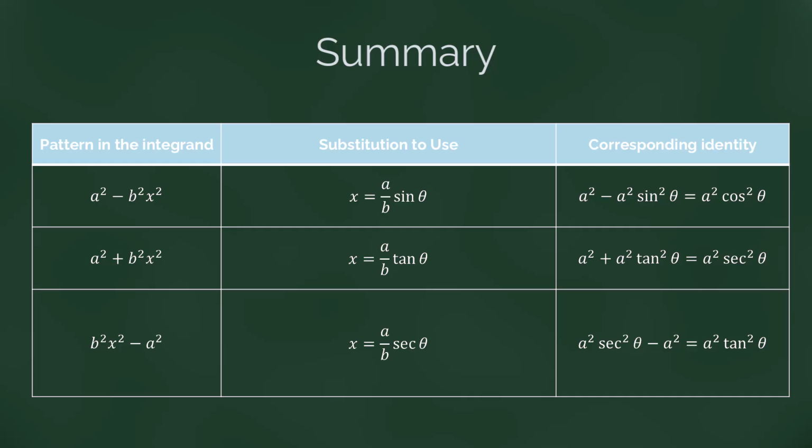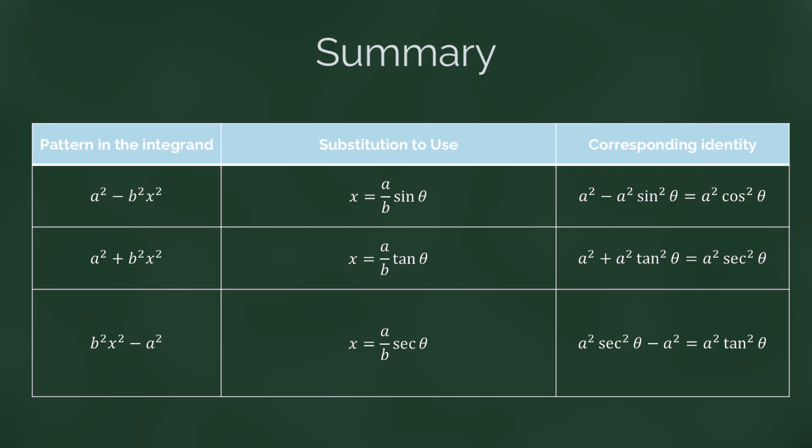Let's take a moment to recap and summarize the 3 formulas we've just seen. When our integrand contains the pattern a squared minus b squared x squared, we're going to replace bx with a over b sine theta. That's going to allow us to introduce an a squared cosine squared theta, which we can hopefully integrate more easily. If we have a squared plus b squared x squared, we'll use a tangent. So x will be equal to a over b tangent of theta, which is then going to turn our integrand into a squared secant squared theta.